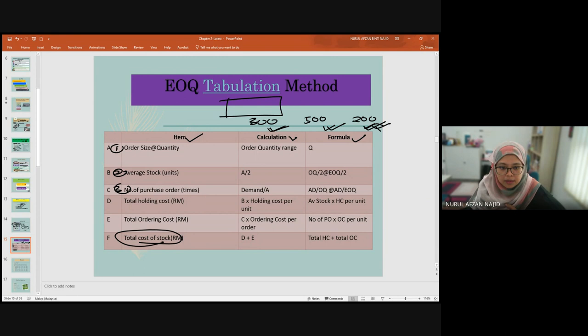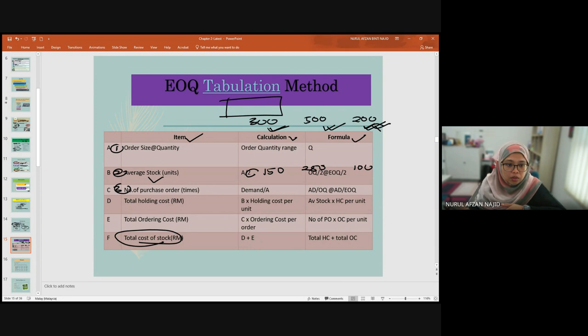Nama pun average. You have to divide by 2. So 300 bahagi 2 dapat 150. Ha, macam tu. Bagi 2. 500 bahagi 2 dapat 200.5. 200 bahagi 2 dapat 100. Ha, itu average. Average you just divide by 2.